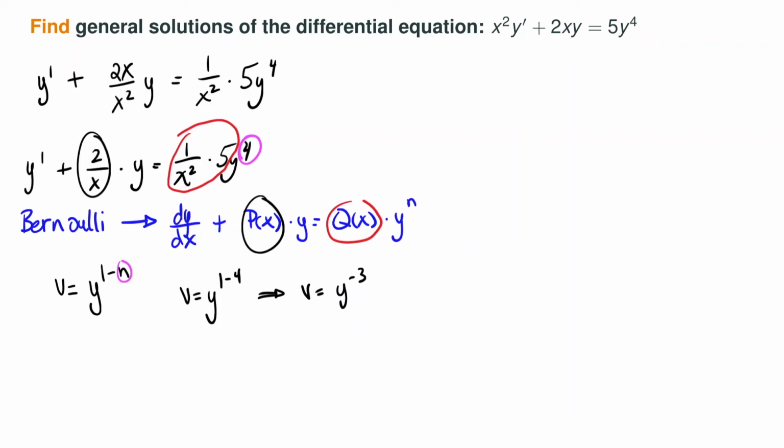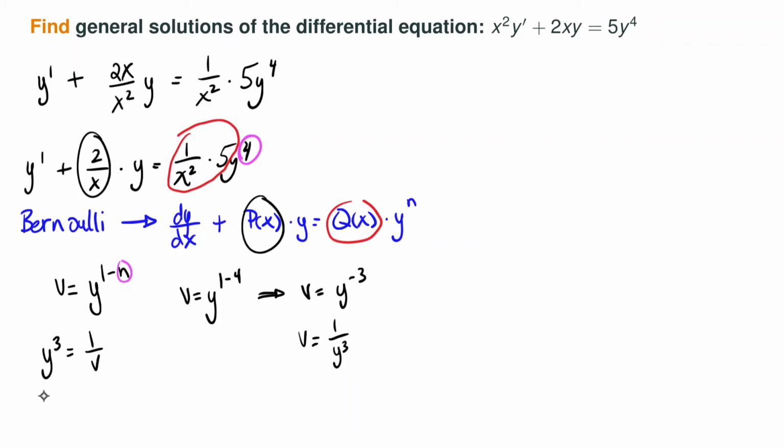Now, as we go through our substitutions, we know that we need to substitute not only for terms that are just y, but also y prime. So we're going to rewrite this substitution to get y by itself so that we can then take its derivative, and that will give us our y prime substitution. Now, as you're trying to simplify this, remember, negative exponents are just this, so we can simplify this to be y cubed equals 1 over v.